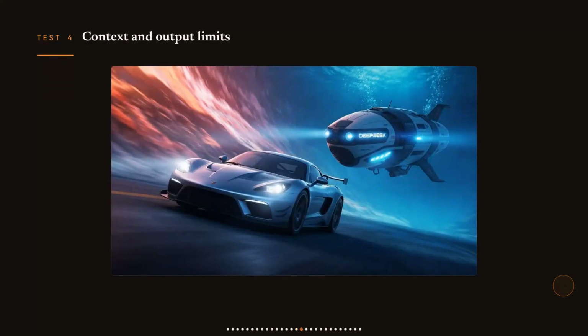But there are still 2 dimensions left, and one of them, context window size, could completely change the math for anyone working with large codebases. If your repo is big enough that a 128K window just doesn't cut it, the whole calculation flips, and that's exactly what we're about to find out. Test 4, context and output limits.